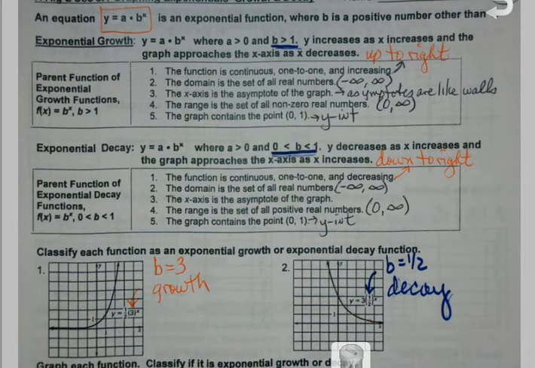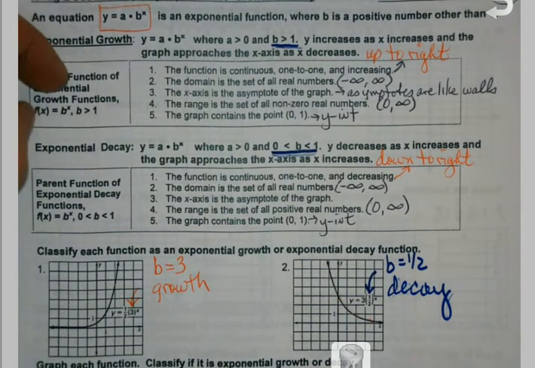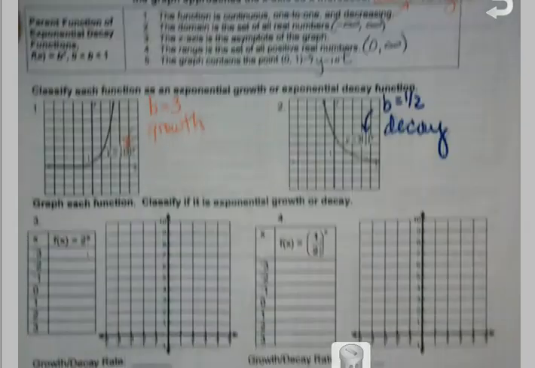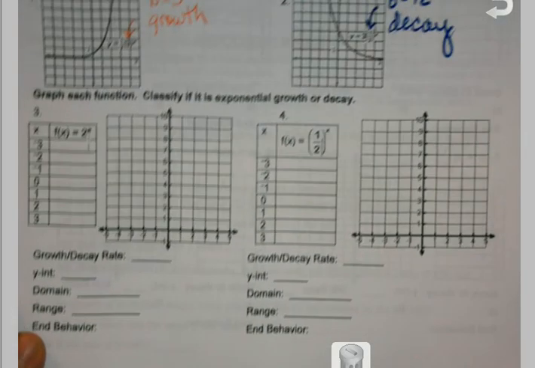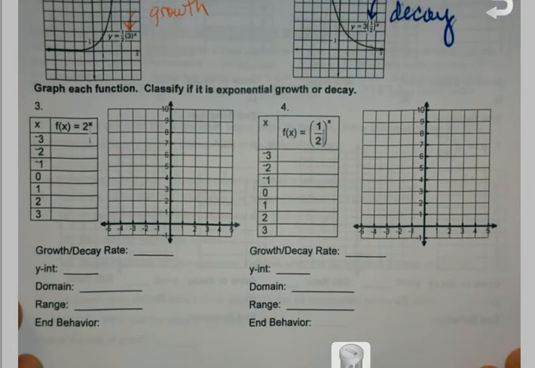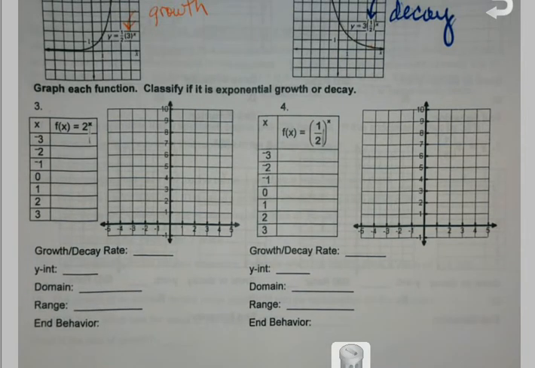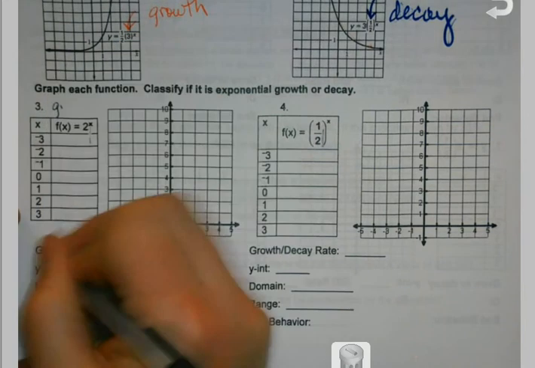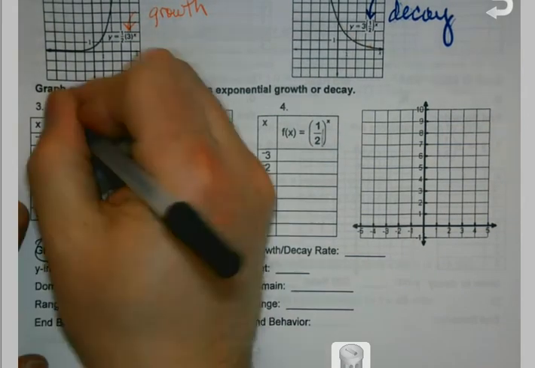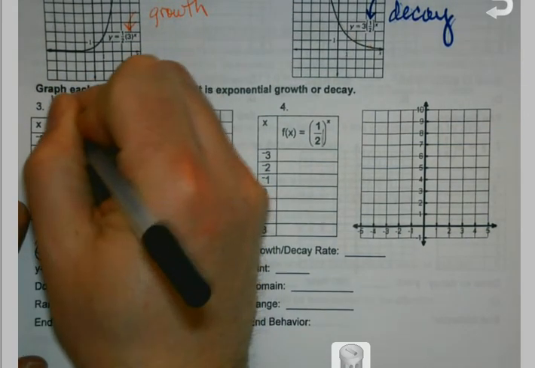But most of our work is going to be done with graphing, where we're looking for specific values and trying to figure out what some of these other characteristics are going to be. So if I scooch this up just a bit, okay, graph each function, classify if it's going to be growth or decay. Now before I even graph these, I should be able to classify if they're growth or decay. Is number 3 going to be growth or decay? Growth, because my b value is 2.